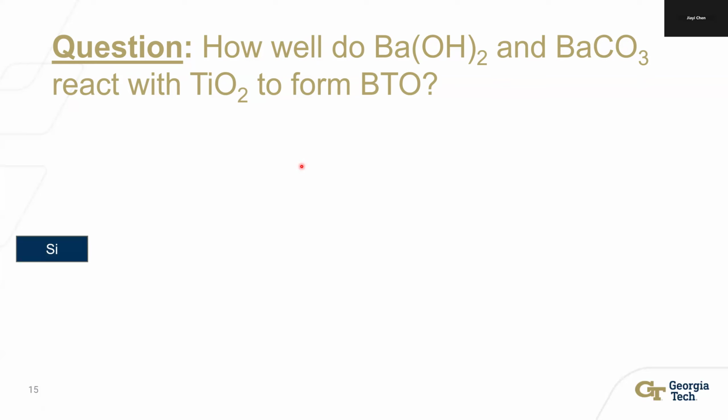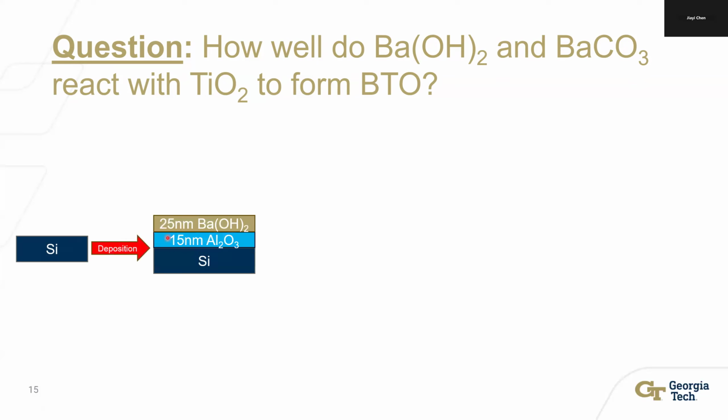So we designed an experiment like this. We first take a silicon wafer and deposit a layer of aluminum oxide and the barium, and then a layer of barium hydroxide on top. So this aluminum oxide is necessary because we want to separate the barium from silicon. Otherwise, the barium will react with silicon to form barium silicate when we anneal the structure.